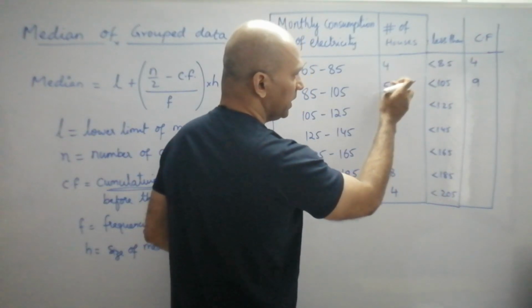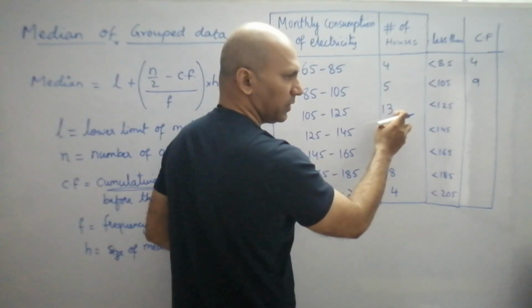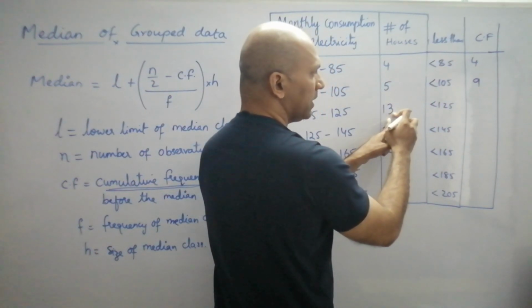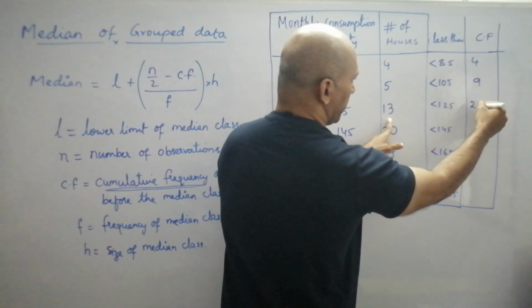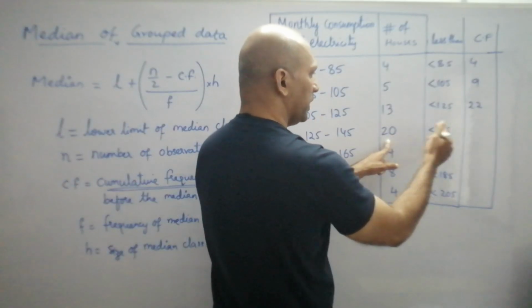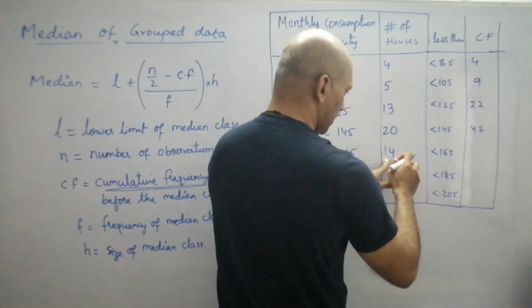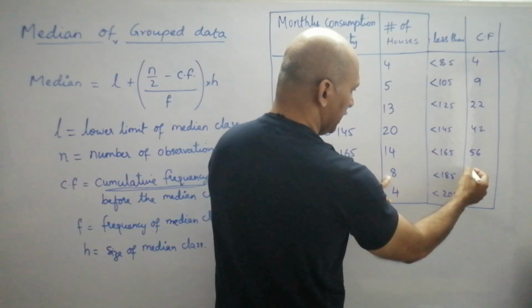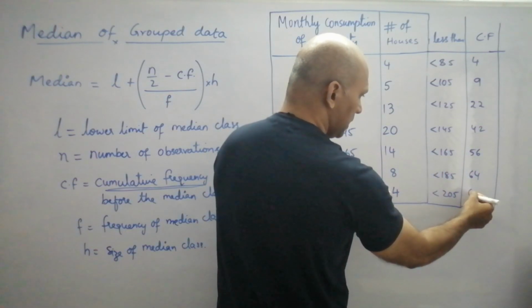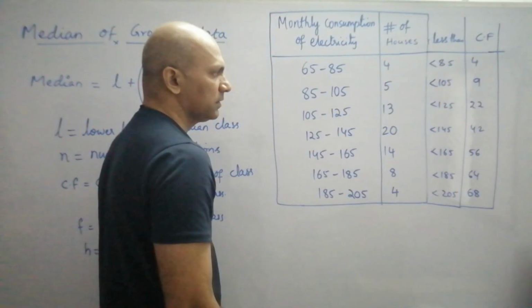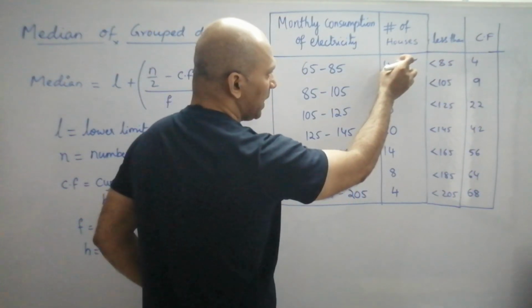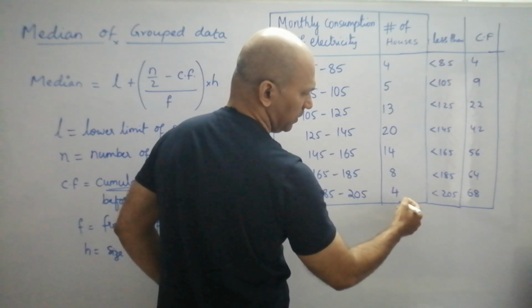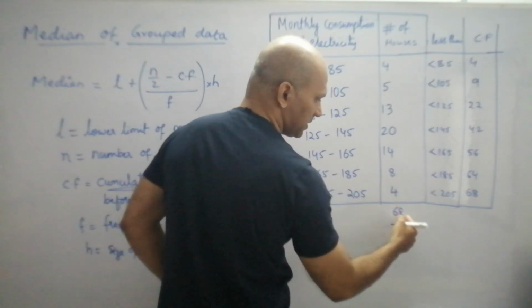And for less than 125, we need to add these 3 numbers. We have already added these 2 numbers and we got 9, right? 9 and 13 we need to add, so this should be 22. Similarly, 22 and 20 is 42. 42 and 14 is 56, 56 and 8 is 64, 64 and 4 is 68. I hope this is clear. If you add all of these, 4, 5, 13, 20, 14, 8 and 4, it should be 68. So this number will be the same.